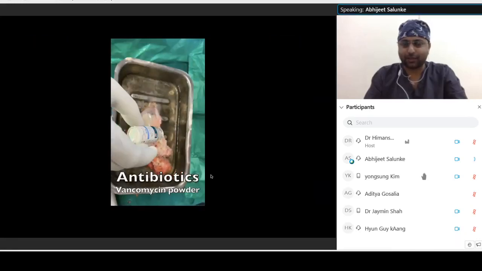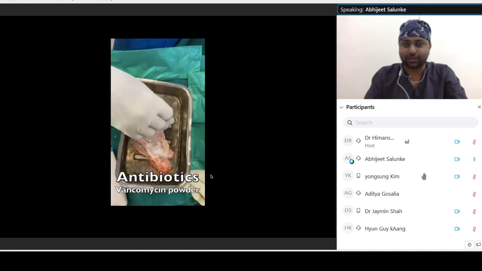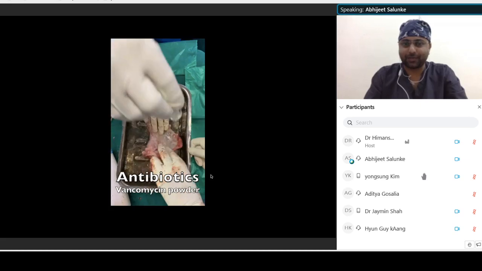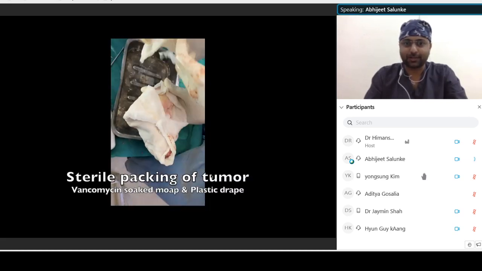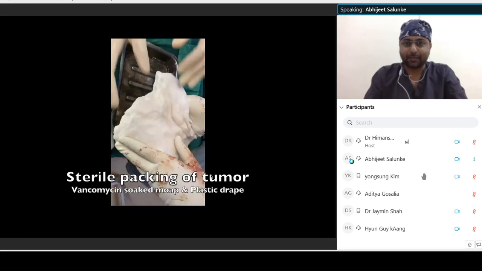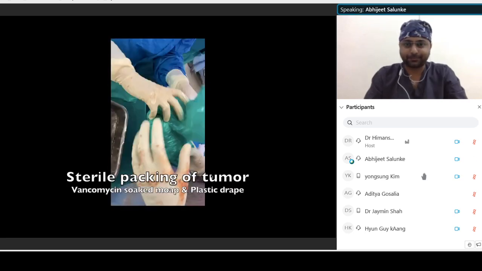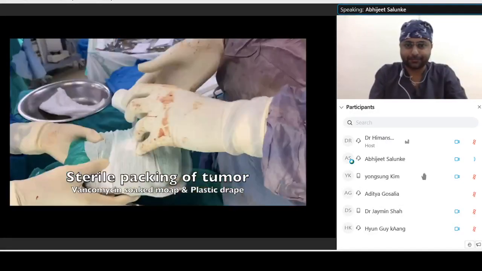Use vancomycin antibiotics. We use this commonly to decrease the chances of infection. And pack this bone in a sterile environment so that we can send it for radiotherapy. This is a hydrogen-soaked mop that we used here. Pack it in multiple layers. You can bring it back again in the sterile environment. You have to put it back again at the same site. So this is the final step, and you send it to radiotherapy.